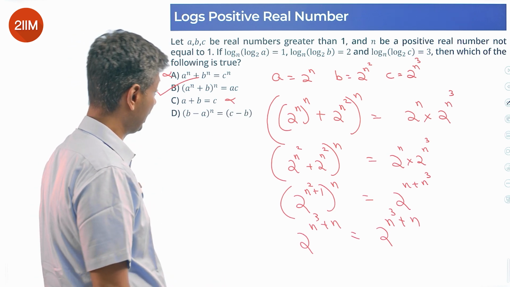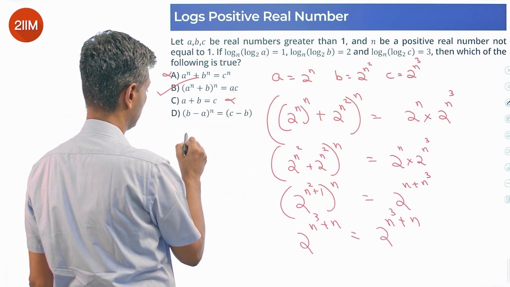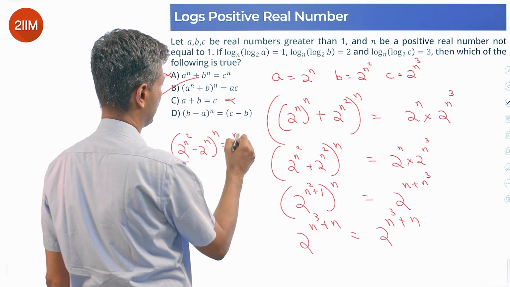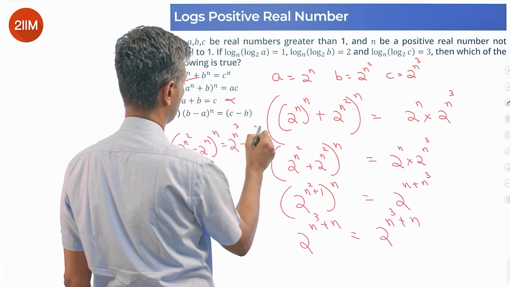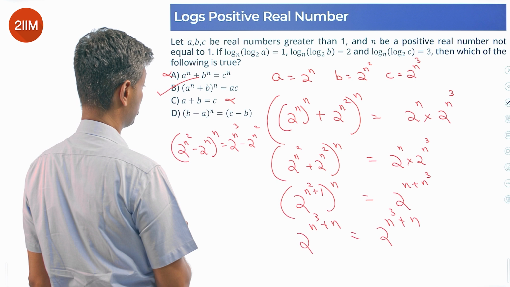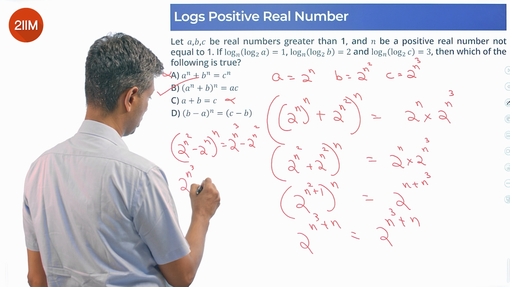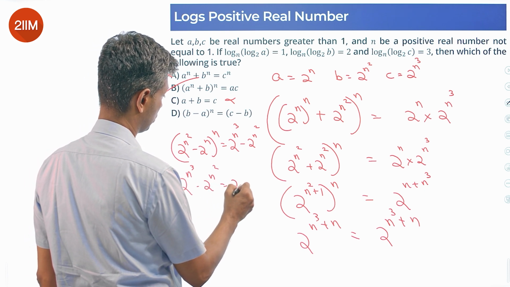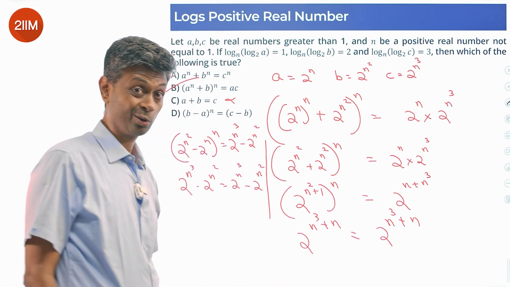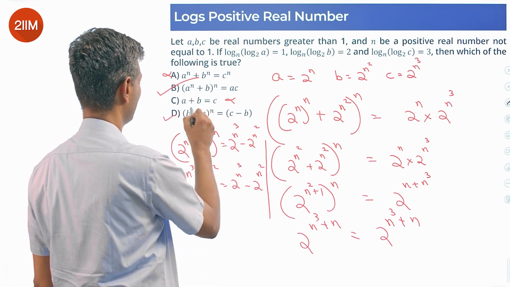B minus a whole power n is c minus b. This won't work because there's a 2 power n square minus 2 power n whole power n is 2 power n cube minus 2 power n square. This could work. B minus a whole power n. This is 2 power n cube minus 2 power n square. I thought this will not work, but it looks like this also works. Which of the following is true? This is true and this is true.